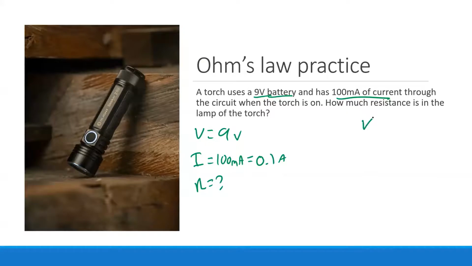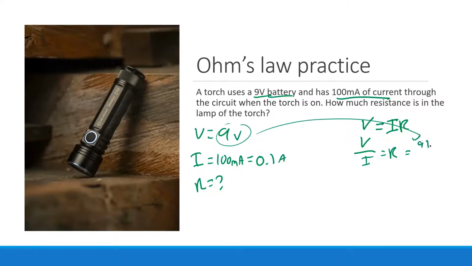So we take the formula, V equals IR. We're going to rearrange it. V divided by I is going to give us R. So therefore, R is going to be 9 volts divided by 0.1 amps, which is going to give us 90 ohms. Perfect. Questions?